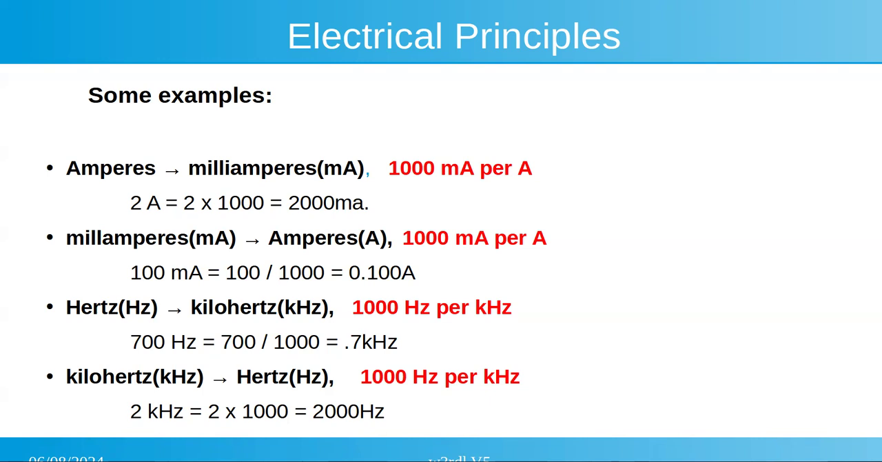So if we had kilohertz to hertz, in this case, I want to multiply. So I got 2 kilohertz. I want to know how many hertz it is. There's 1,000 hertz in a kilohertz, so 2 of those is going to be 2,000 hertz, right?